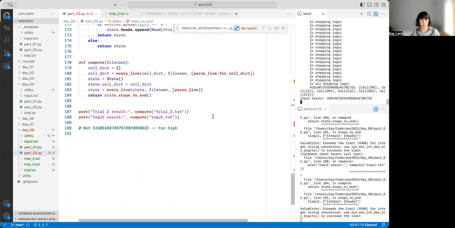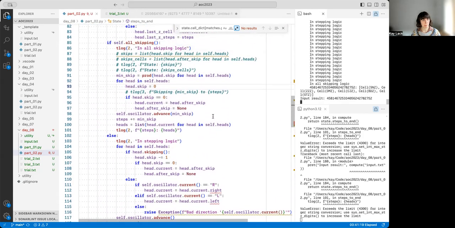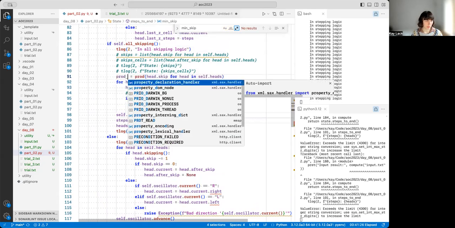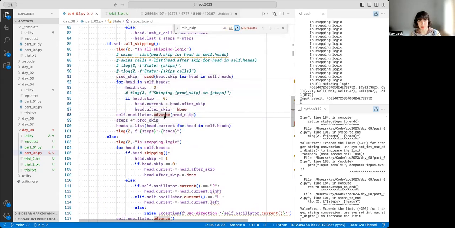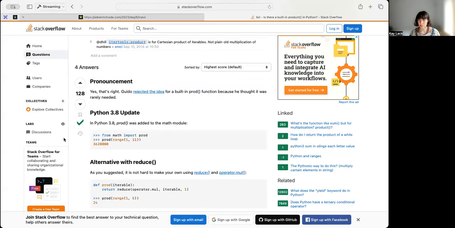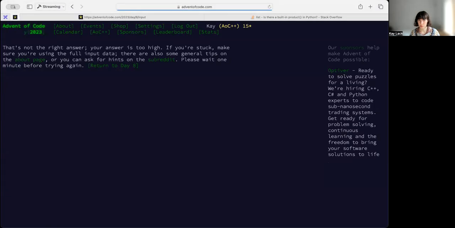Well, that's the new one. If we just skip with the product, then we get to this final point, which I'm not super convinced by, but let's try it. Too high again.